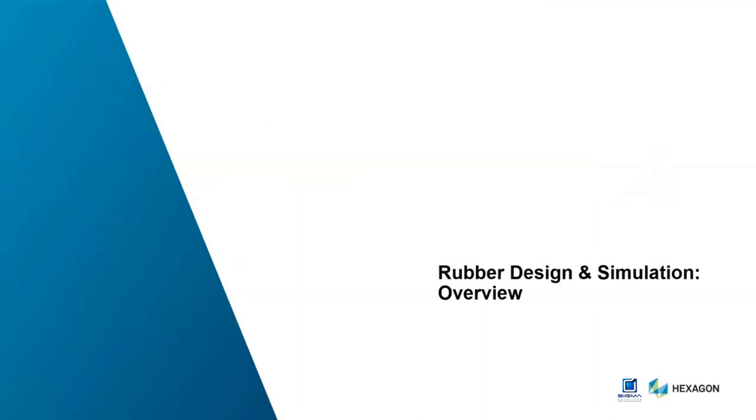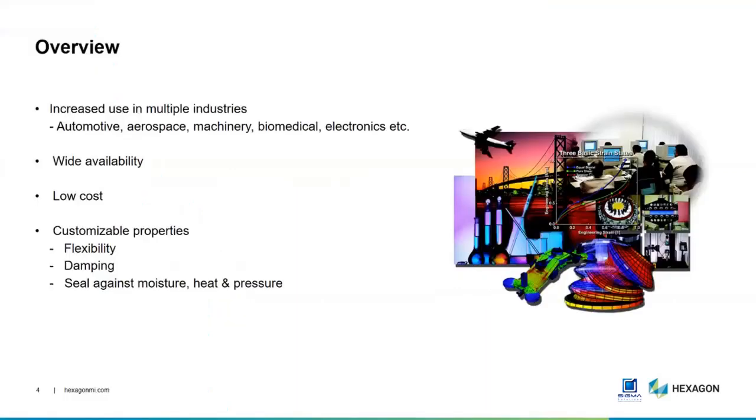So, rubber design and simulation overview. Rubber is used across multiple industries. For example, it is not just used in the automotive domain, but also aerospace, machinery and defense, biomedical, electronics, etc. It's used because it's widely available, it's low cost, and its properties are customizable. You can tailor the properties of rubber by changing the underlying compounding technique.